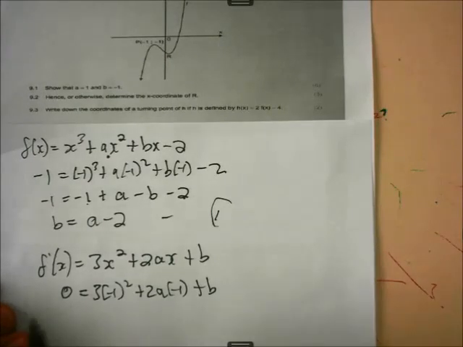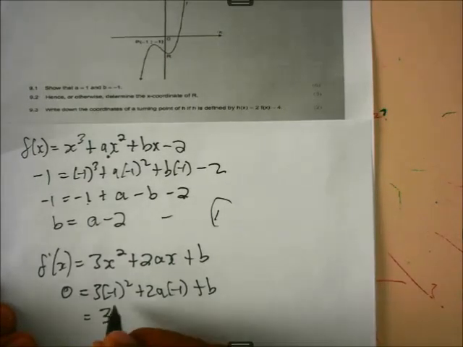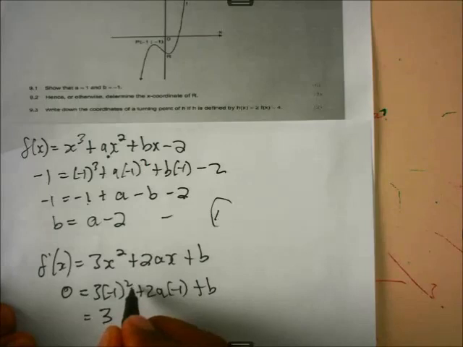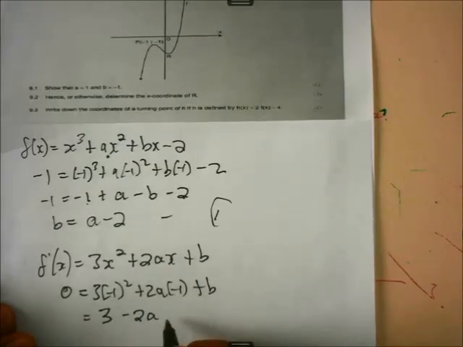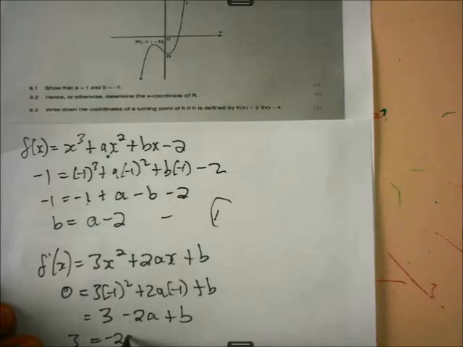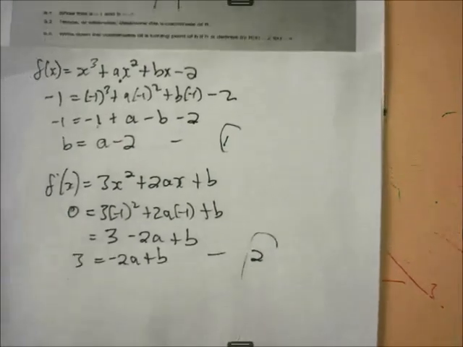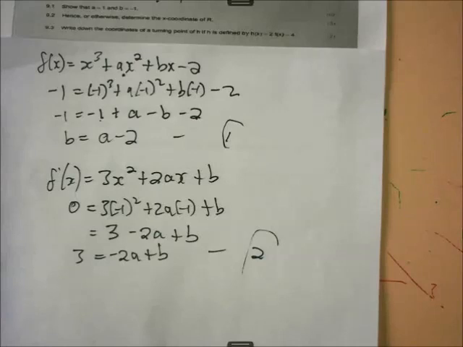And then, from here, we are going to have negative 1 squared is 1. 1 times 3 is 3. Then minus 2a plus b. Of course, I can take 3 to the other side. That will be 3 is equal to minus 2a plus b. Then I can name this my second equation, right?